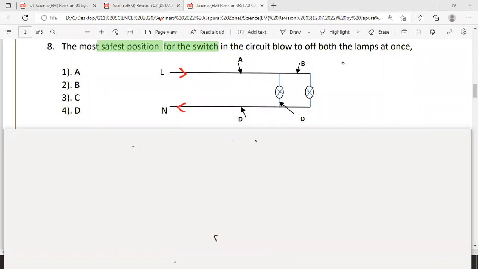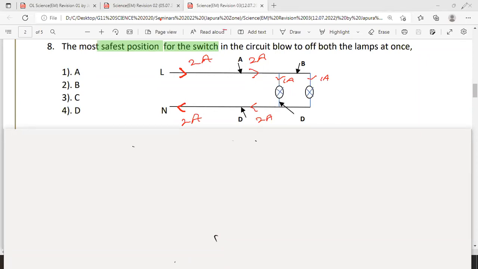So if I divide the current flow in here, what happens? The current that enters through the live wire passes through this and gets divided among these 2 branches. Imagine 2 amperes of current enters here. If they are identical lamps, what happens? 1 ampere through this lamp and 1 ampere through this lamp, and then again they combine and become 2 amperes. Some students think that after the lamp the current drops. No, that is wrong. If they are identical lamps, the current also gets divided equally.